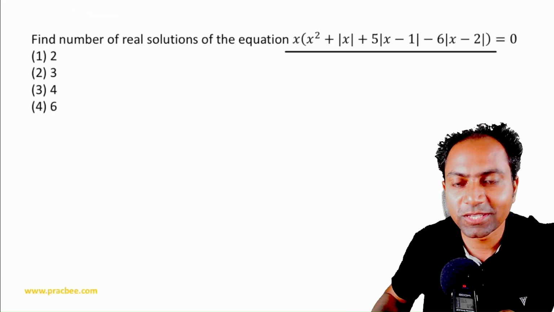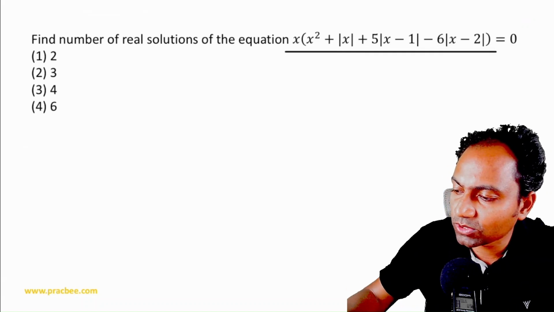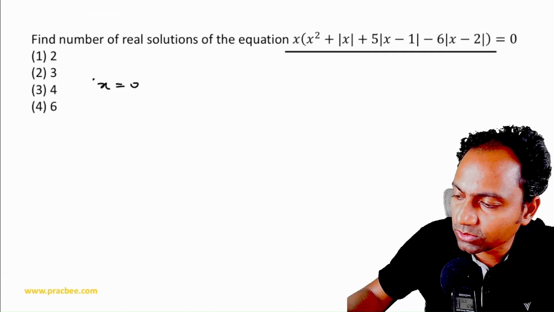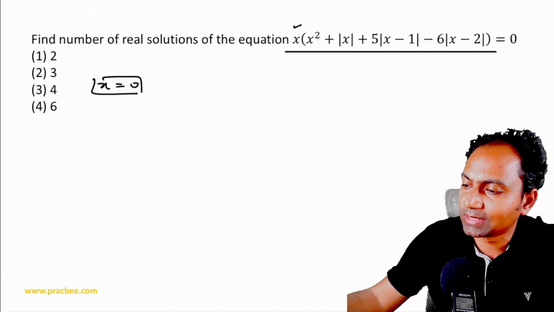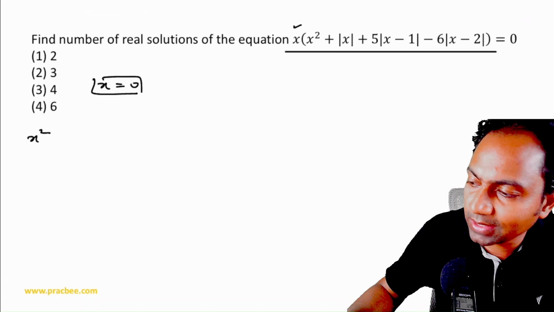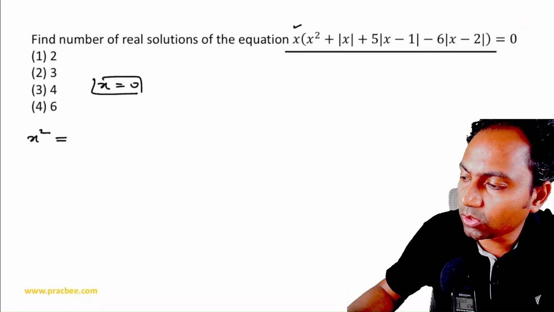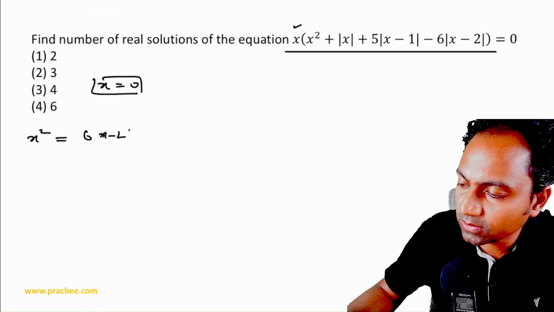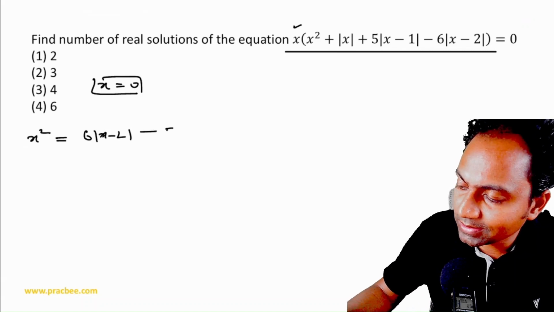Now, if I talk about this next question, it talks about the number of real solutions of this. So if you put x equal to 0, one answer we are getting instantly. Now what we have to solve is the remaining part. So if I take x square on one side and take all of these moduluses on the other side, something interesting will happen.